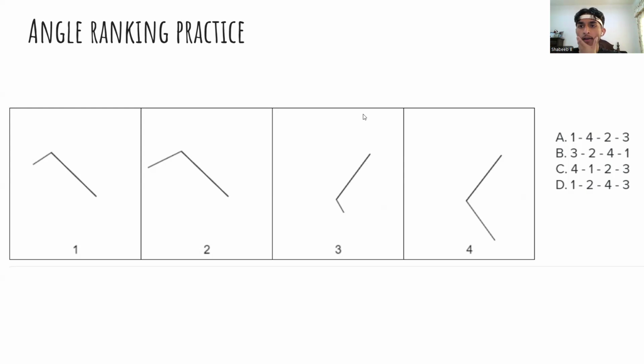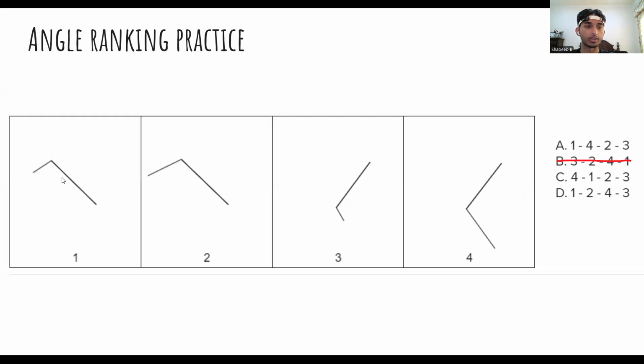So between 1 and 3 right now, just looking at it, I feel like 3 is larger. I'm gonna cross out B just because. But even if I do this little angle trick, I barely need any movement to turn 1 into a right angle.